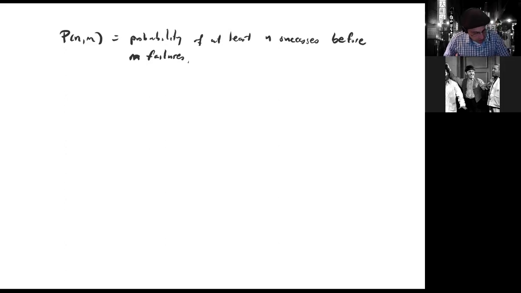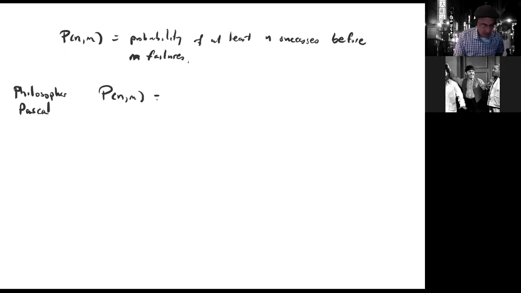So one approach is due to a philosopher called Pascal. If you've taken a philosophy course, that name would probably arise. He was a French philosopher. And it goes like this. P_nm is equal to what? Well, suppose you have made n minus 1 successes.